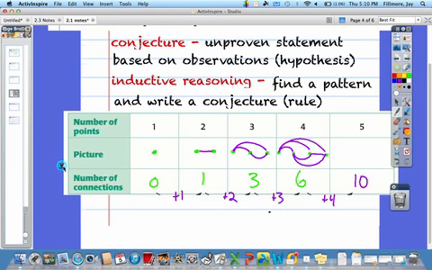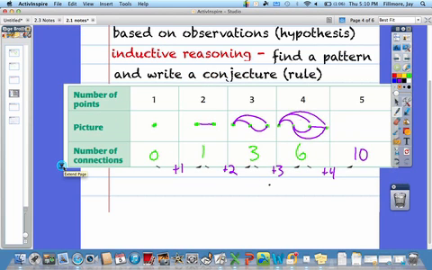So that's our conjecture. If we were to write more of a rule for this, though, we would say something like the number of connections increases by 1 more each time.